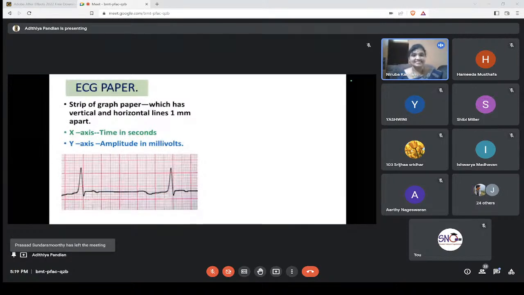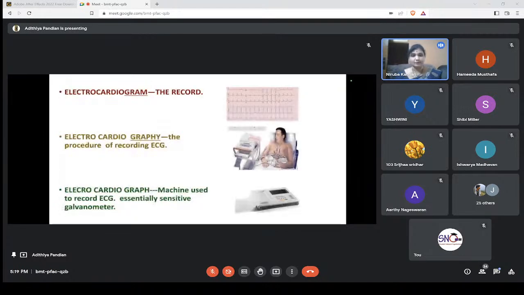So the x-axis is here. The x-axis will be recording the time duration, and the y-axis will be recording the amplitude in millivolts.